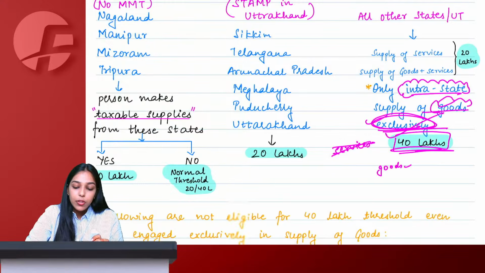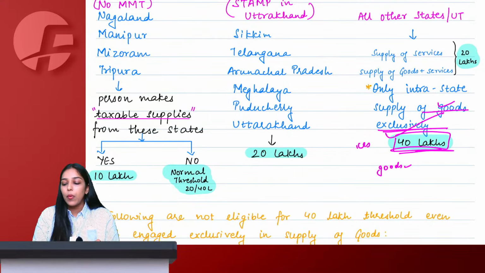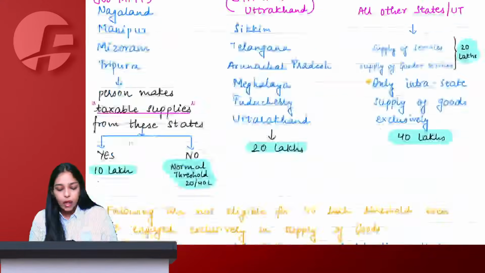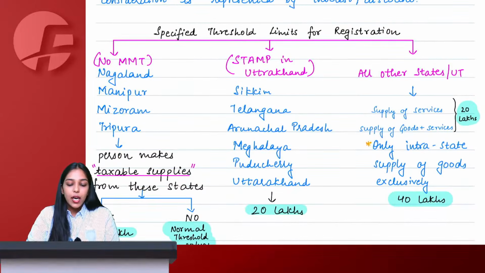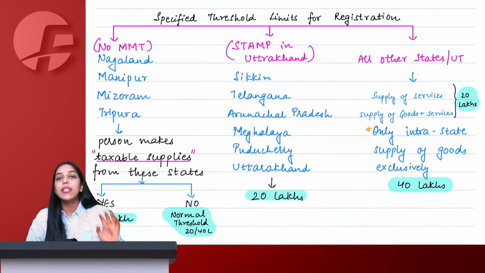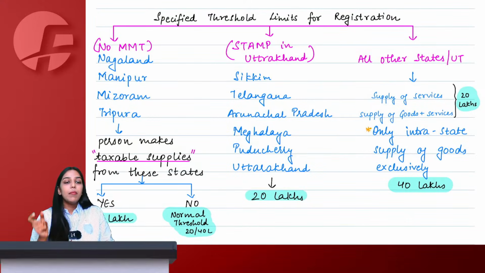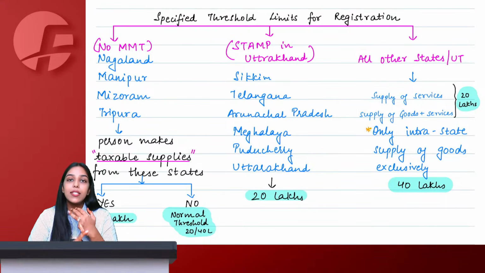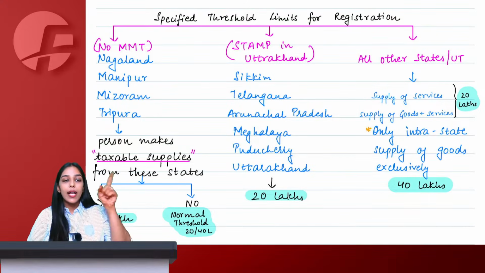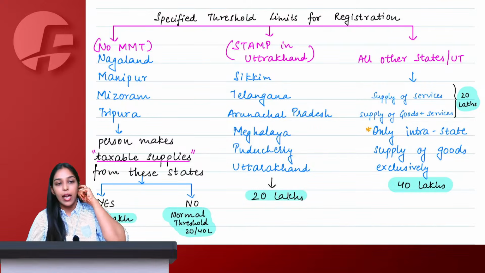Say yes or no. Are you able to remember this chart with me? I will ask you some questions also. Chalo. What is this chart saying? The chart is saying if I make any taxable supply from NMMT, then the limit is 10 lakh. If no taxable supply, then you check according to other states. Then Uttarakhand, Sikkim, Telangana, Arunachal Pradesh, Meghalaya, Puducherry: any supply, the limit is 20 lakh. From all the other states, if I am involved in services, then 20 lakh. Only exclusively intrastate goods, then the limit comes as 40 lakh. Okay.